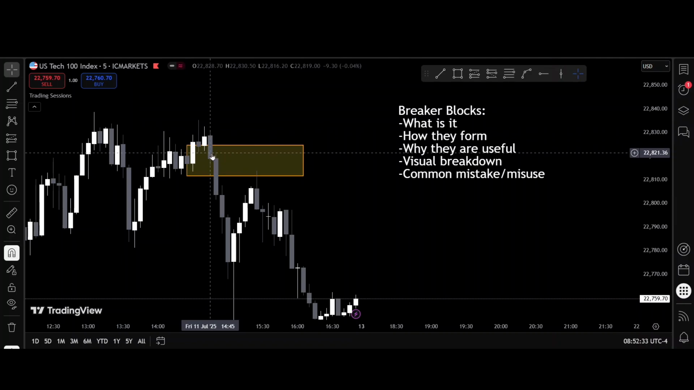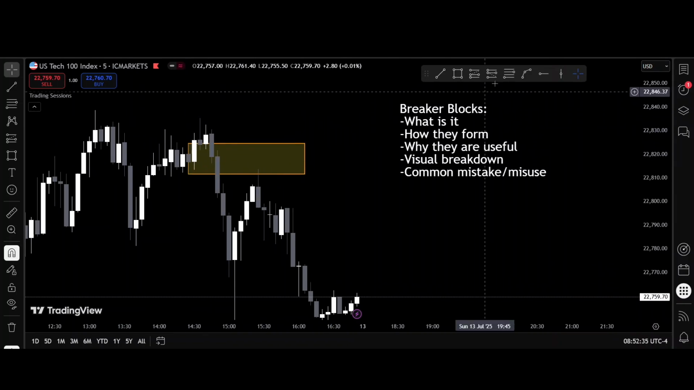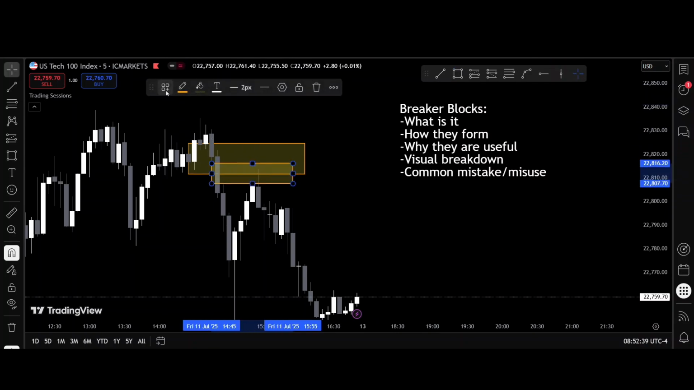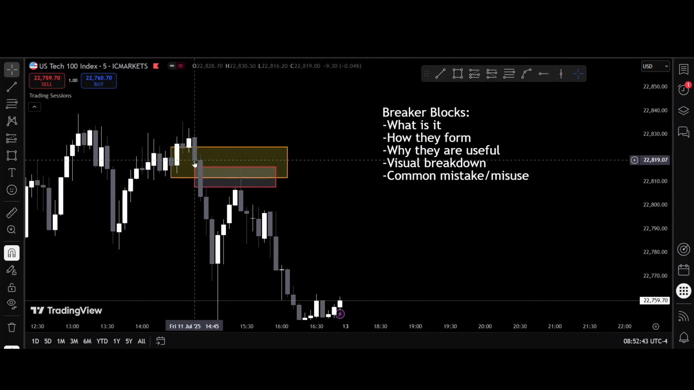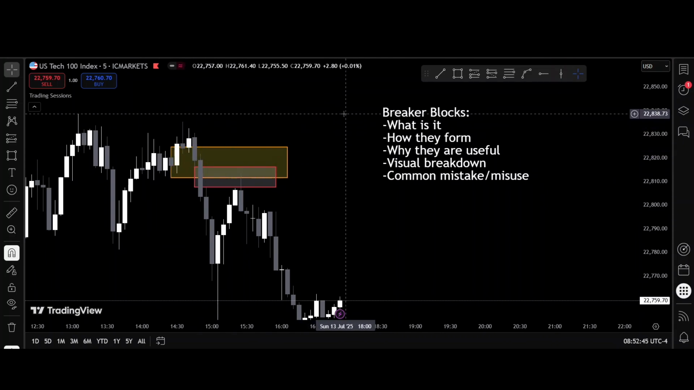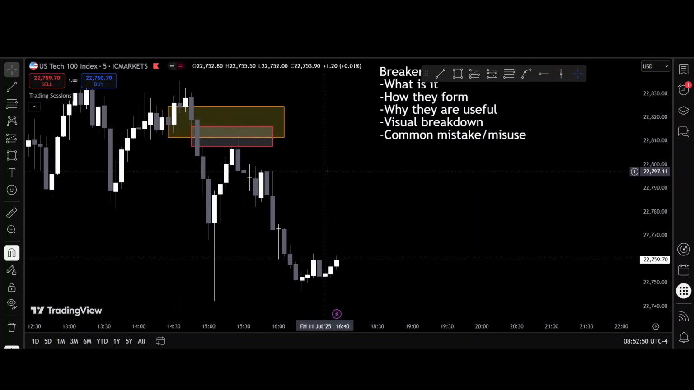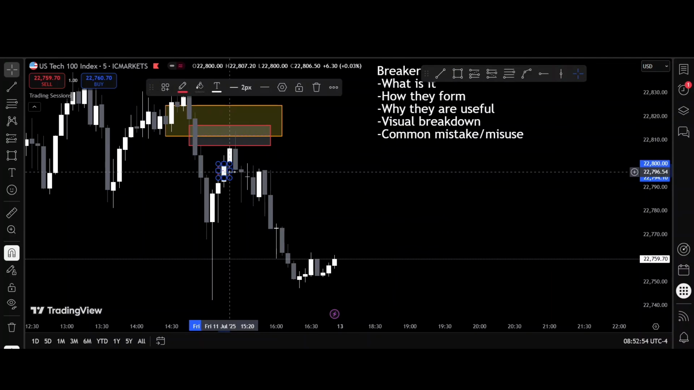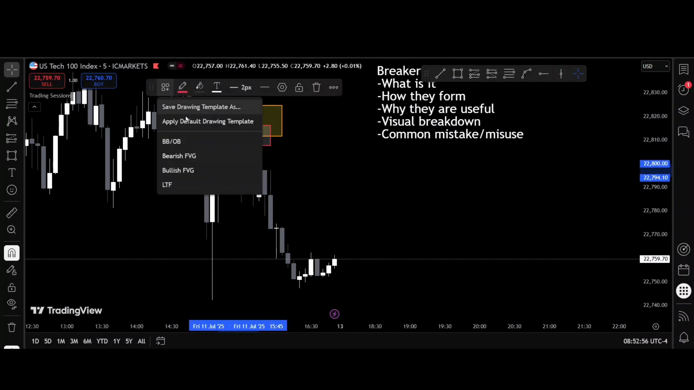That's step 2. Step 3, you got a fair value gap and a breaker block. So these are all the powerful confluences you can use. If you want to wait even more, you got an inverse fair value gap right here.